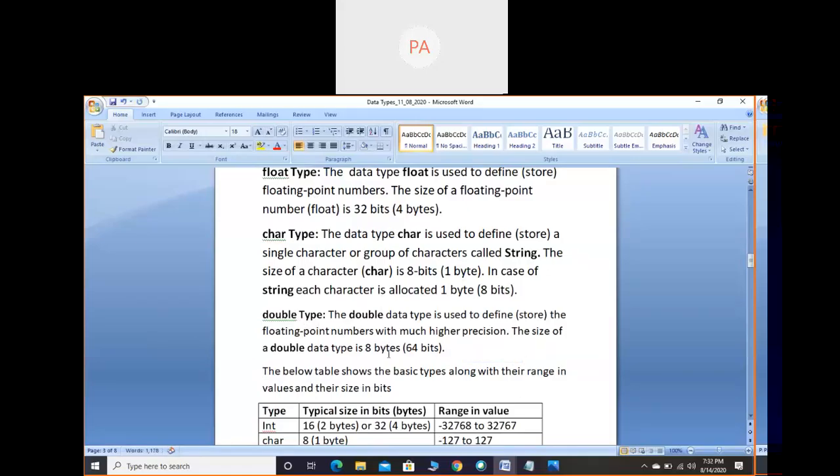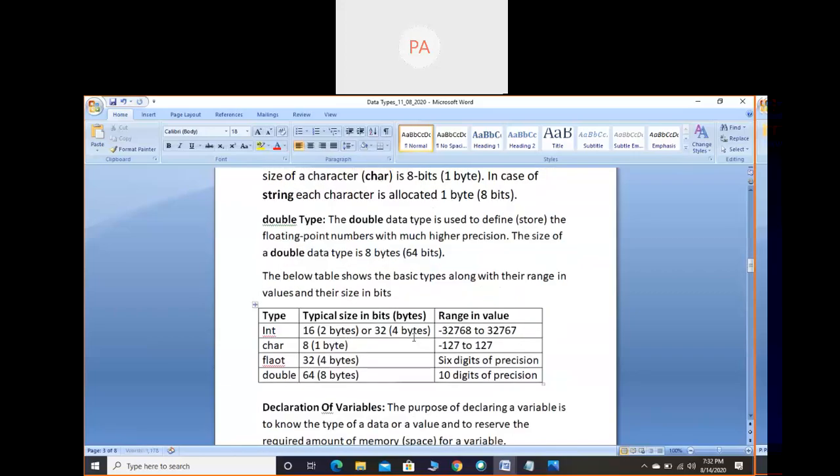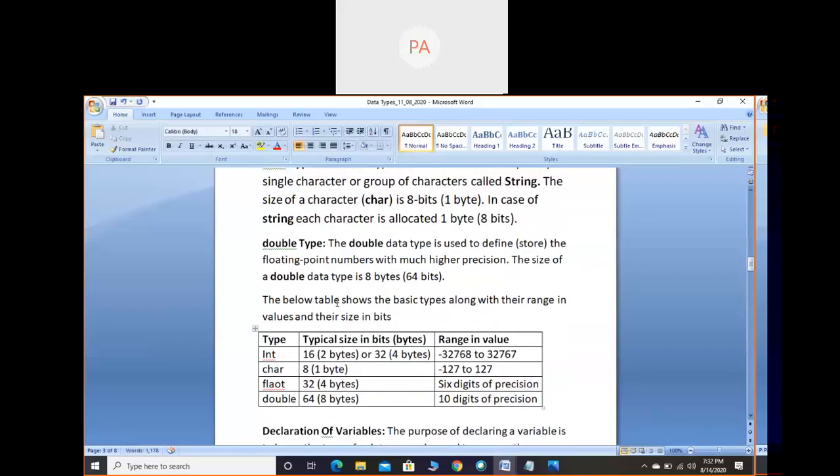Next, take it till here. So there is 1 minute. We'll discuss this also. The below table shows the basic data types along with their range of values and their size in bits. So int, character, float, and double. The typical size in bits and bytes both are given. So 16 bits means 2 bytes, 32 bits means 4 bytes, 8 bits means 1 byte, 32 bits is 4 bytes, 64 bits is 8 bytes.